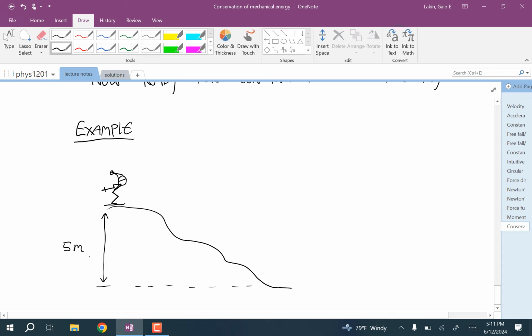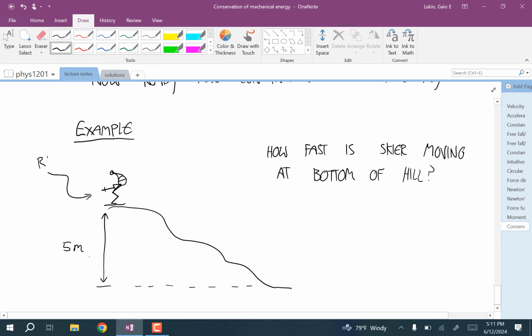And the question is, how fast is the skier moving at the bottom of the hill? At this instant, the person is at rest.